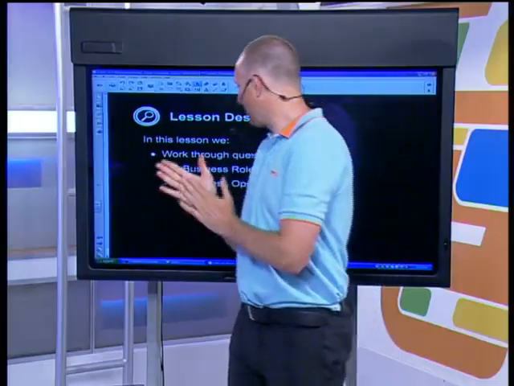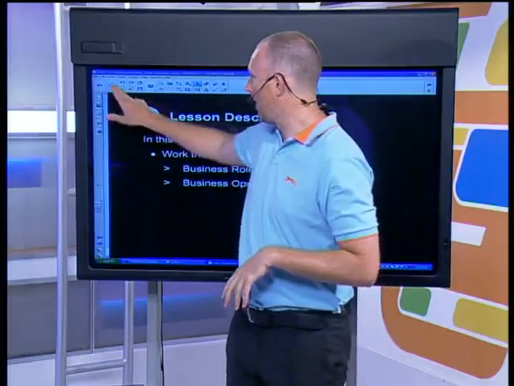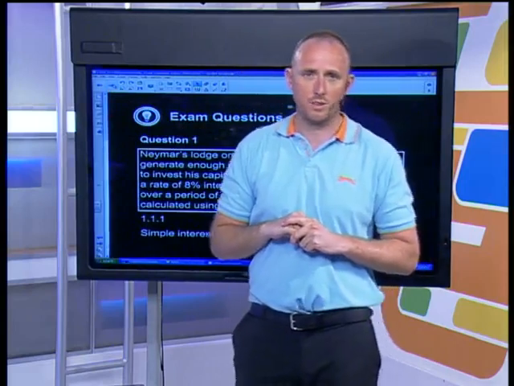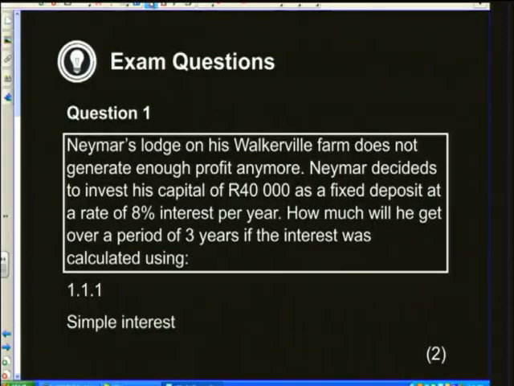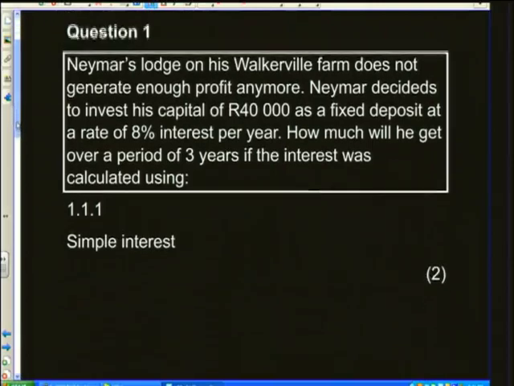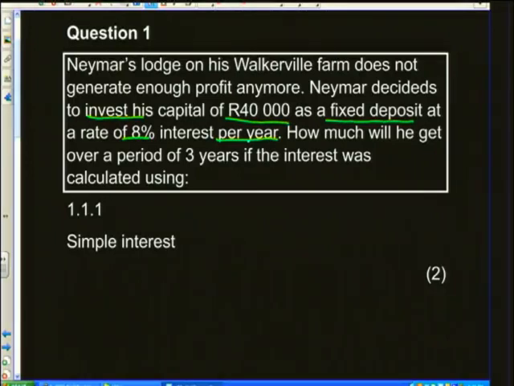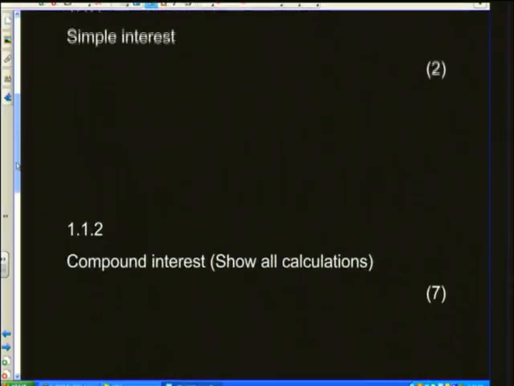Right, guys. So we're going to be doing business roles and business operations. Let's get into the first bunch of questions. Our first question is, we've got Neymar's Lodge in Walkerville, and the farm does not generate enough profit anymore. Neymar decides to invest his capital of 40,000 Rand as a fixed deposit at a rate of 8% interest per year. The question is, how much will he get over a period of 3 years if the interest was calculated using simple interest and compound interest?